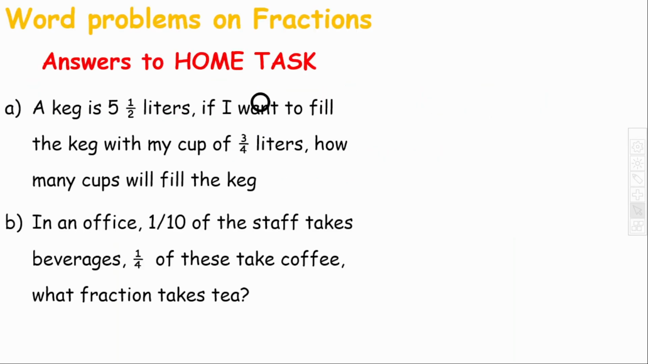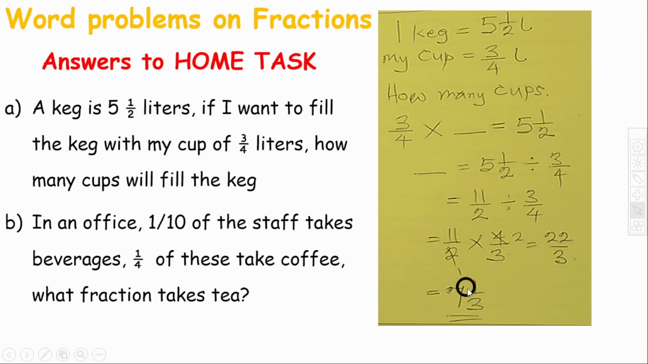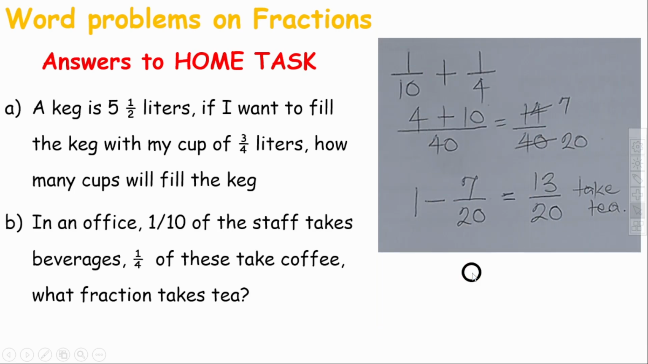Remember in the last class I gave you some home tasks on word problems on fraction. These are the answers to those home tasks. The final answer to the first question is 7 whole number 1 all over 3. The final answer to the second question is 13 all over 20.